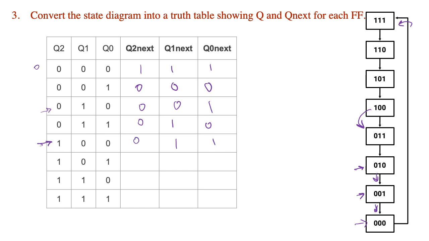If the current state is 5, then the next state is 4. If the current state is 6, then the next state is 5. If the current state is 7, or output 7, then the next state should be 6.